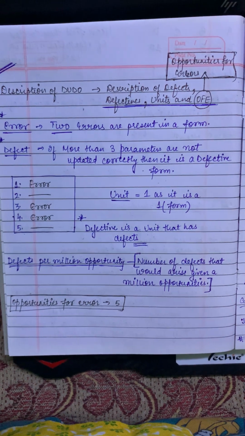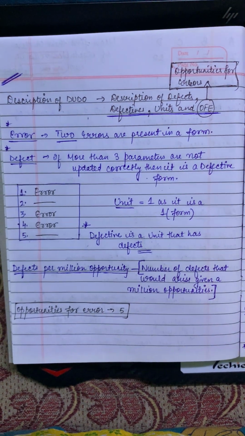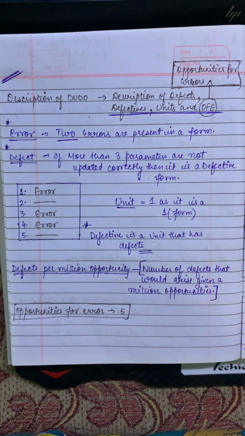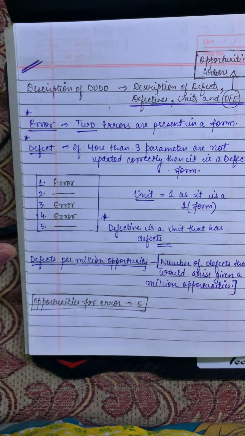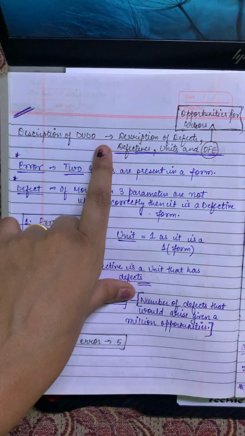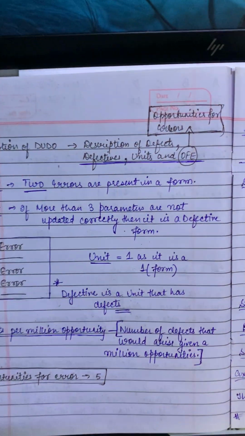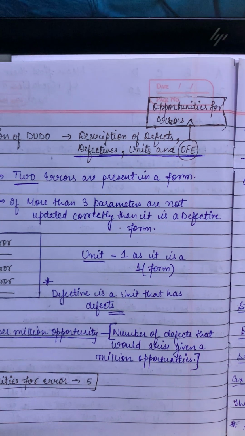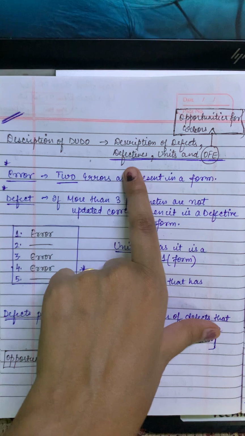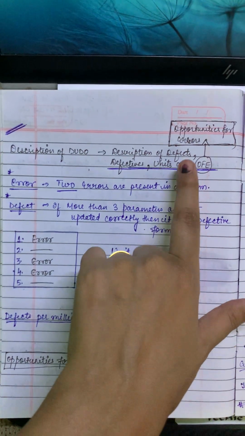Hi everyone, so let's discuss the measure point under the DMAIC approach, and we have already discussed some of its points. So this is under measure only. We're discussing the description of DO, that is nothing but the description of defects, defectives, units and opportunities for error. One by one we'll be discussing all these three terms.